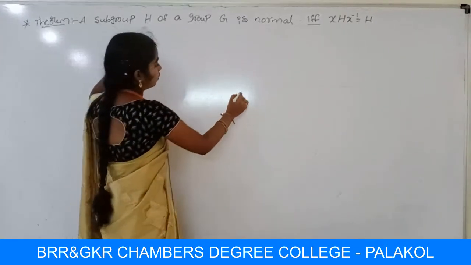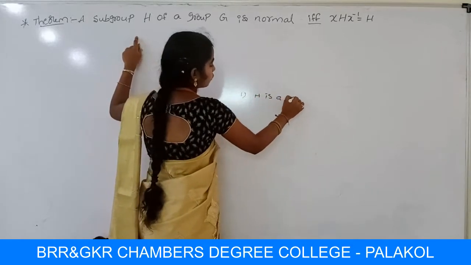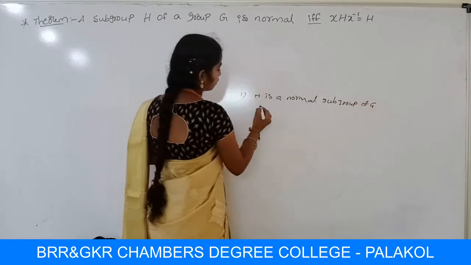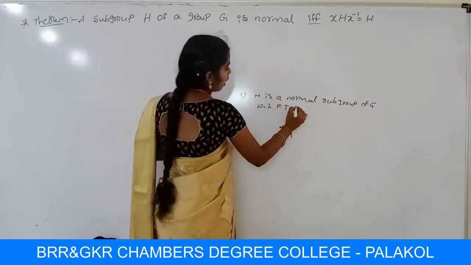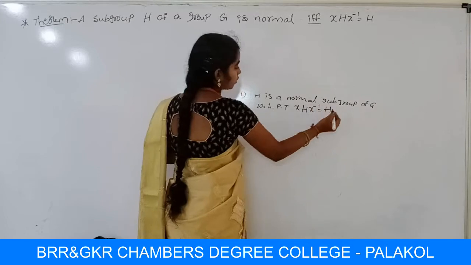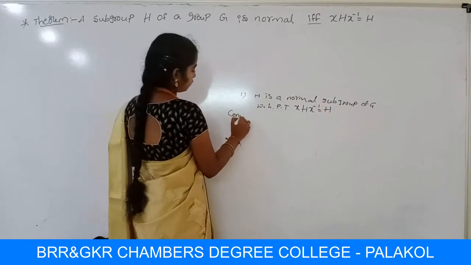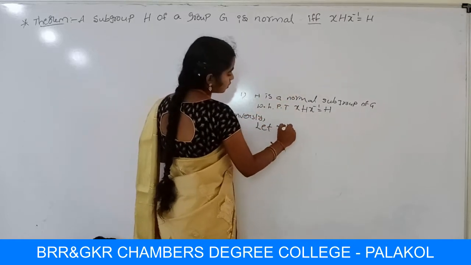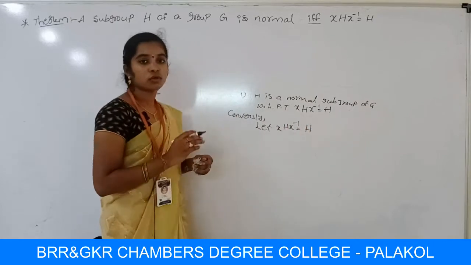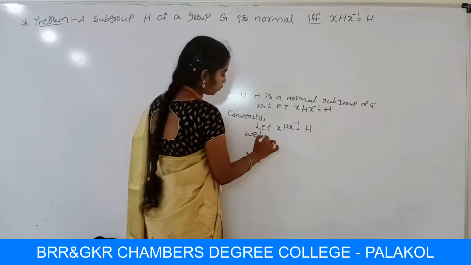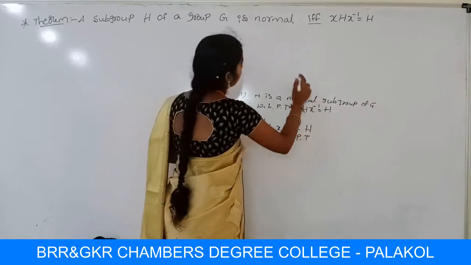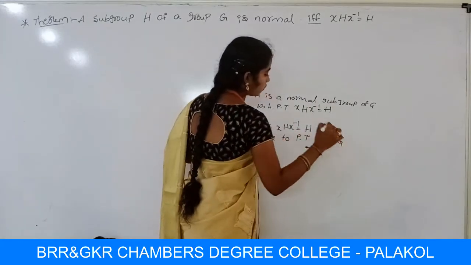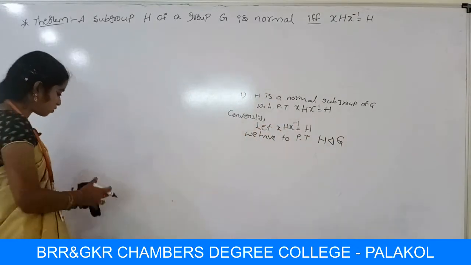First one, let us consider H is a normal subgroup of Z. So we have to prove that X H X inverse equal to H. Conversely, the second part is, let us assume X H X inverse equal to H. So we have to prove that H is a normal subgroup of Z. So let us see.